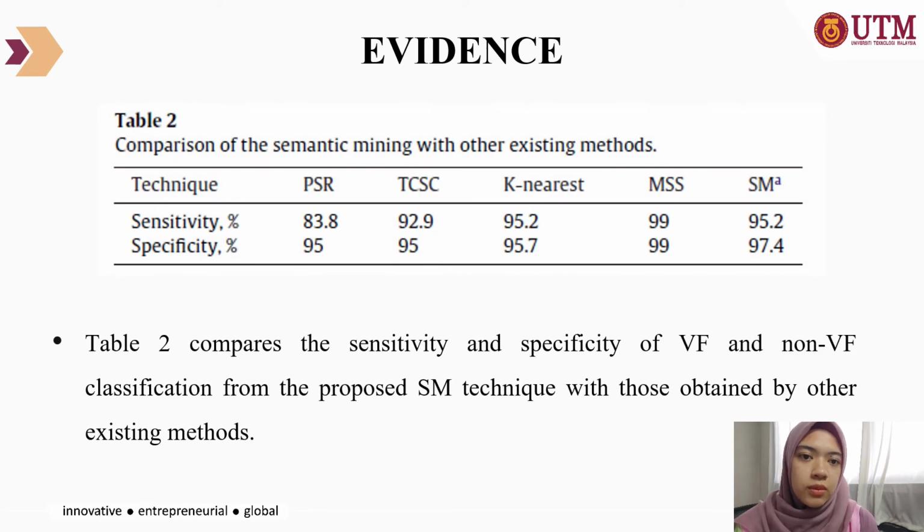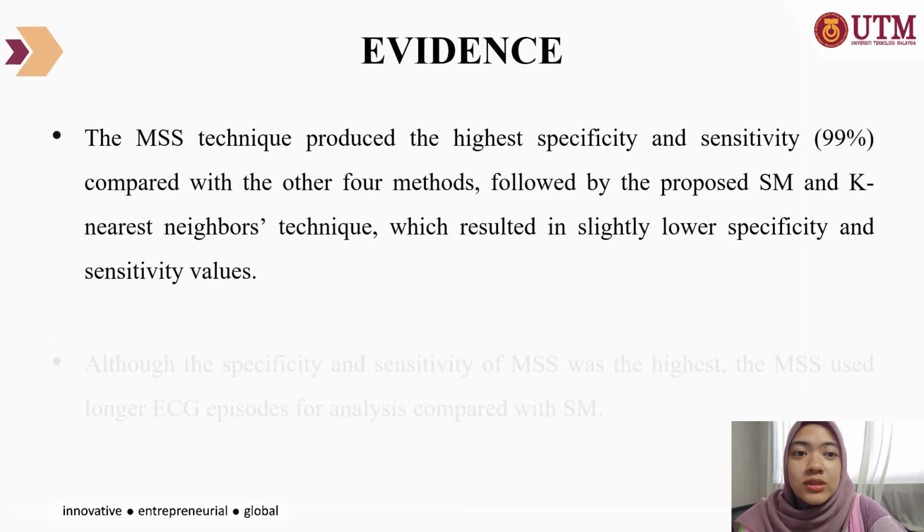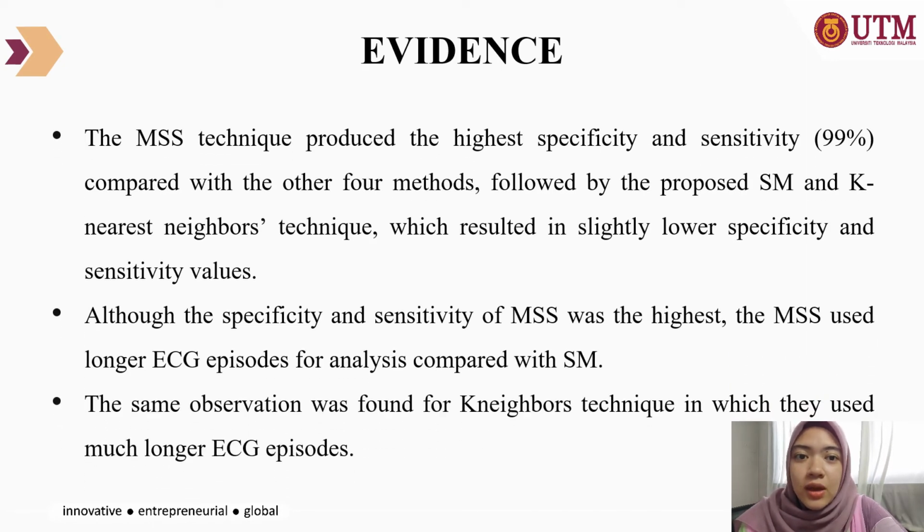Next is evidence. Table 2 shows a comparison of semantic mining with other existing methods. The MSS technique produced the highest specificity and sensitivity compared with the other four methods, followed by the proposed SM and the K nearest neighbor technique, which resulted in slightly lower specificity and sensitivity values. Although the specificity and sensitivity of MSS were the highest, MSS used longer ECG episodes for analysis compared with SM. The same observation was found for the K nearest neighbors technique, which used much longer ECG episodes.